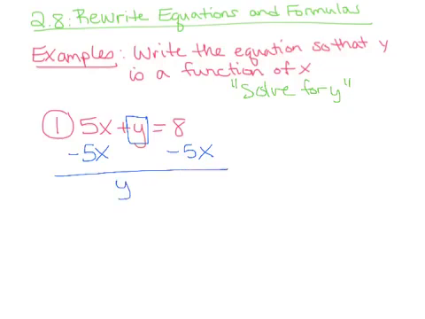The 5x and the 5x end up giving you 0, so they cancel out. You bring down your equal sign. And this is the part where people sometimes get messed up. 8 minus 5x, you can't combine those because they're not like terms, so you're just going to write it as 8 minus 5x. And that's all your answer is for that one.